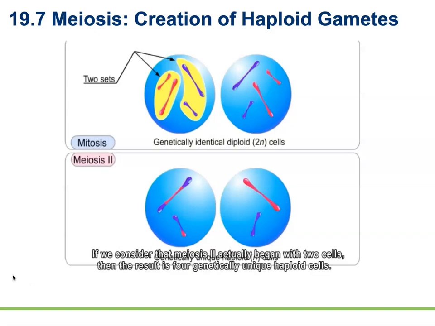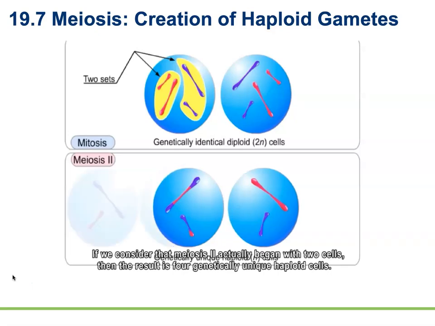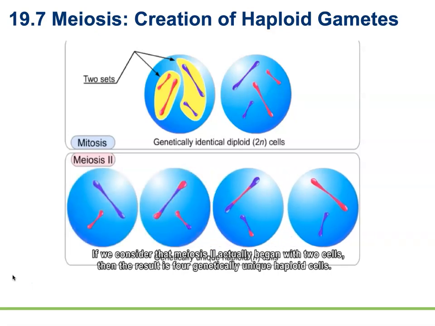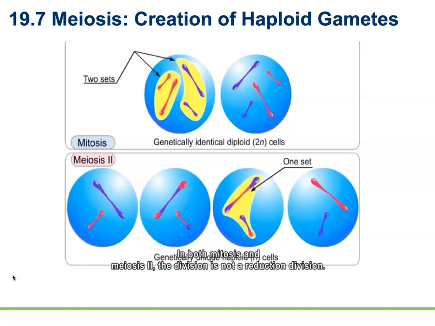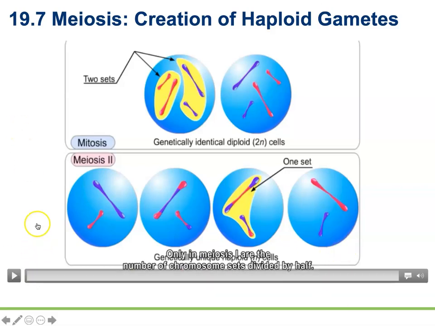If we consider that Meiosis II actually began with 2 cells, then the result is 4 genetically unique haploid cells. In both mitosis and Meiosis II, the division is not a reduction division. Only in Meiosis I are the number of chromosome sets divided by half. So that's our overview of meiosis.